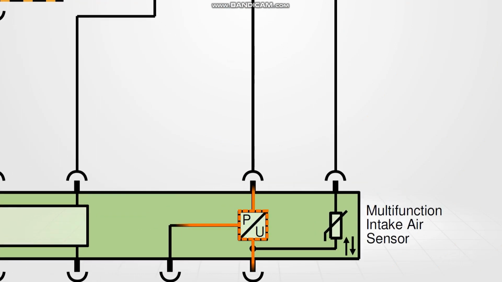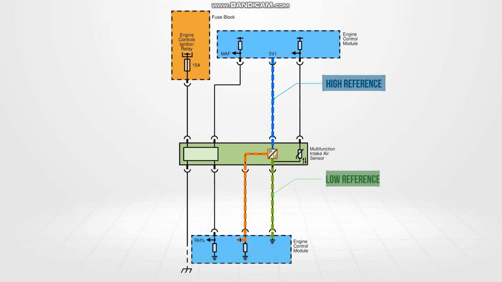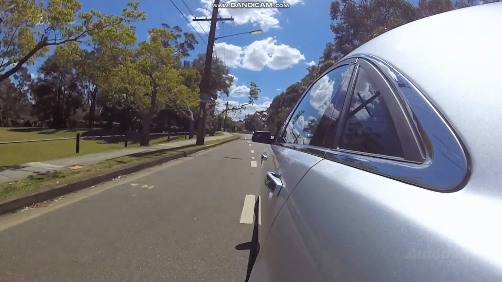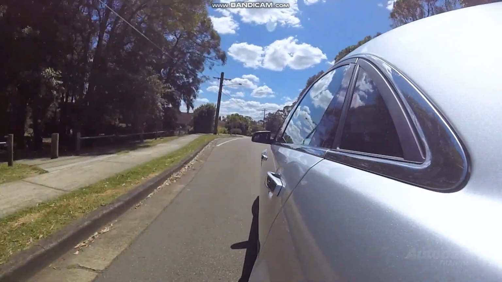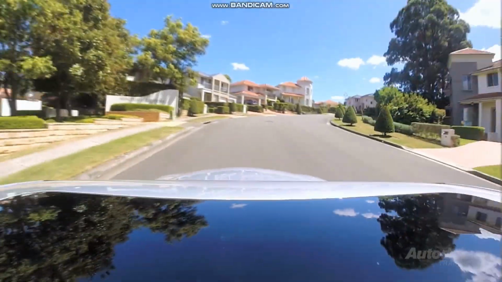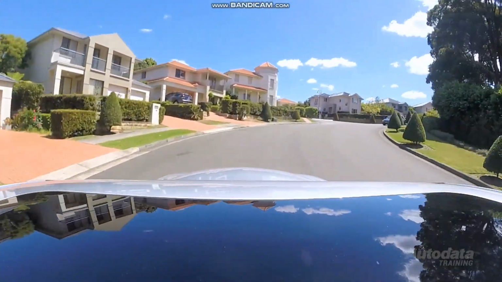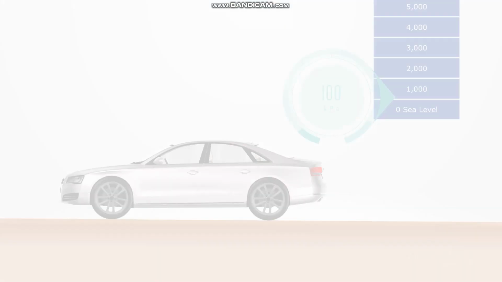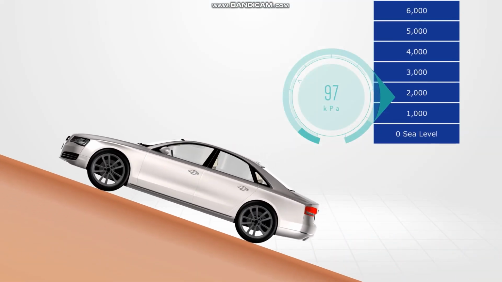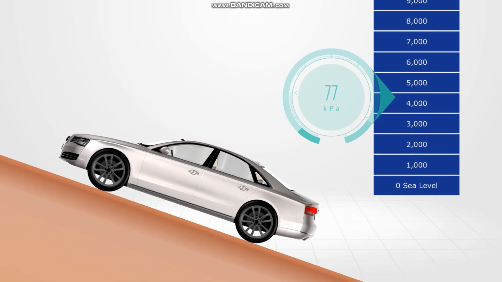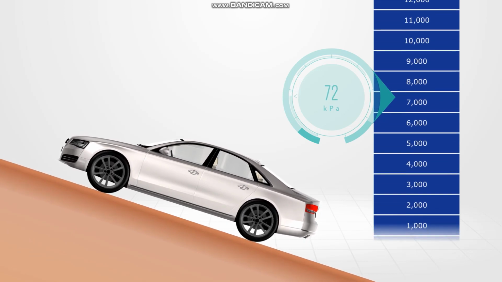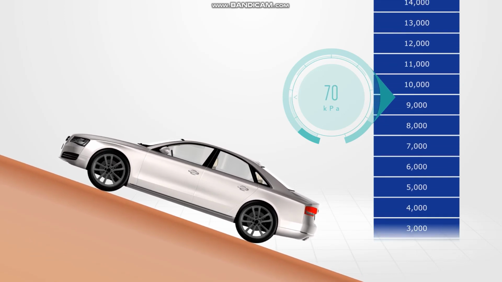These are 3-wire sensors, supplied with a high and low reference voltage. It then generates a signal based on atmospheric pressure. The sensor's purpose is to continuously monitor the atmospheric pressure, so the ECM can optimize fuel delivery at all altitudes. The higher the altitude, the thinner the air, so adjustments need to be made to protect the engine from excessively rich mixtures at these heights.